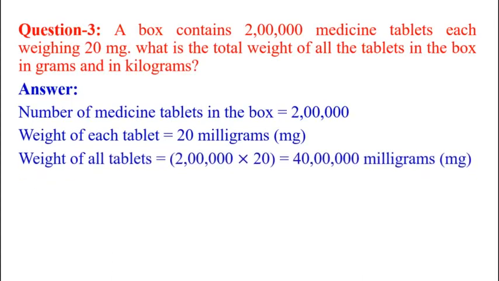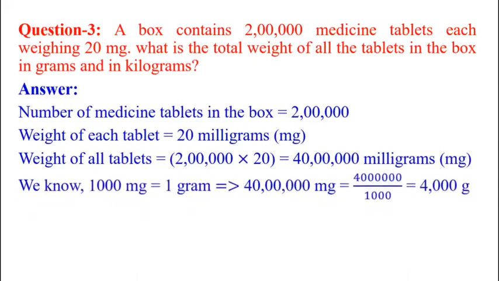So weight of all tablets, that means weight of 2 lakh tablets, is equal to 2 lakh into 20, that is equal to 40 lakh milligrams. Then we have to convert 40 lakh milligrams into grams and into kilograms. So we know that 1000 milligram is equal to 1 gram. So this implies 40 lakh milligram is equal to 40 lakh divided by 1000, that is equal to 4000 gram.